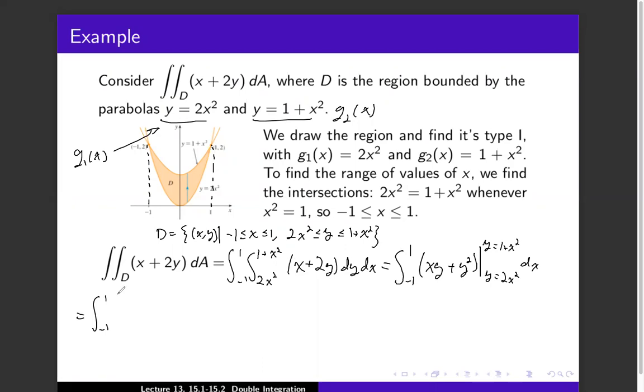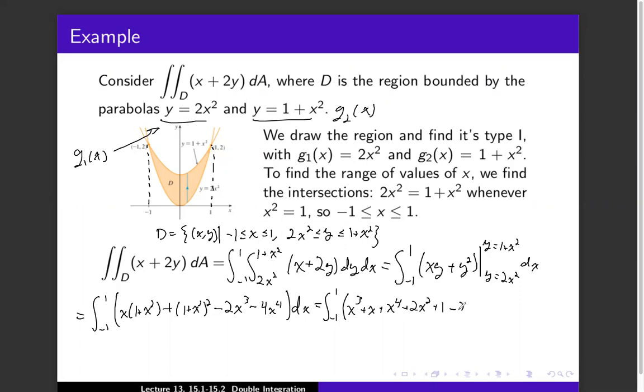Actually calculate that, integral from -1 to 1 of x times 1 plus x squared plus 1 plus x squared minus 2x cubed, because it's x times that thing, minus 4x to the 4th dx. You've got to do some algebra to work out what this is going to be. So the algebra will give you integral from -1 to 1 of x cubed plus x to the 4th plus 2x squared plus 1 minus 2x cubed minus 4x to the 4th dx.